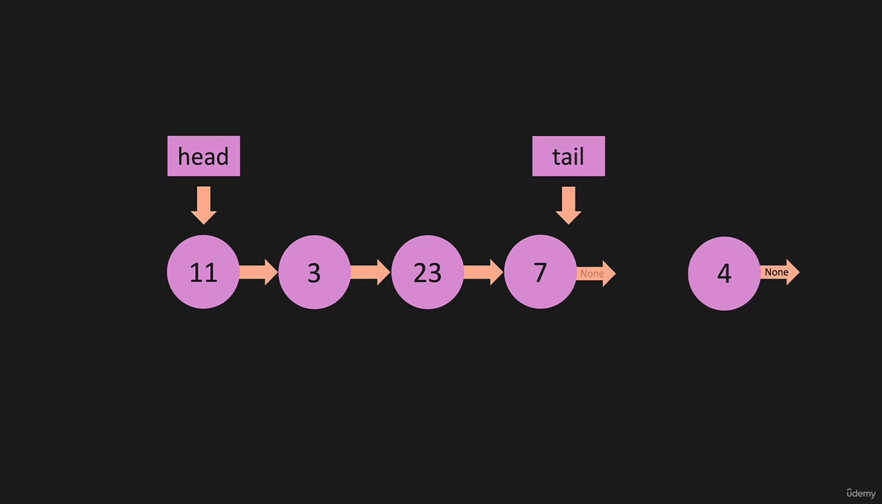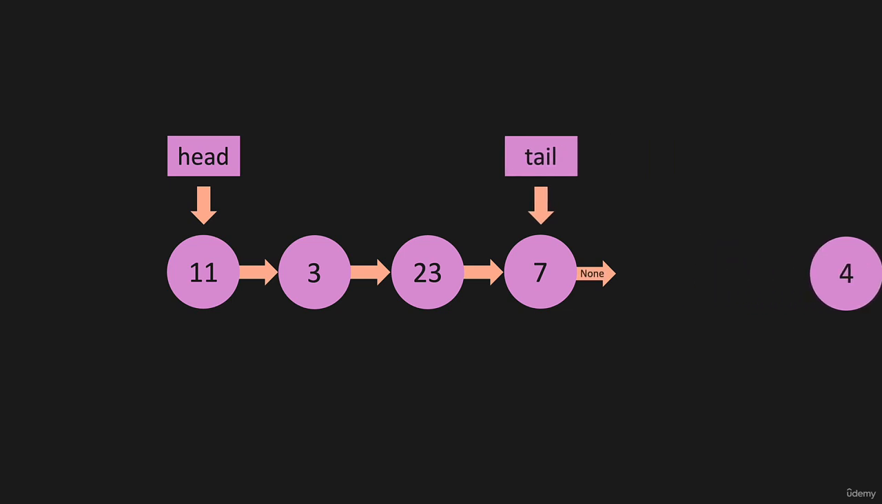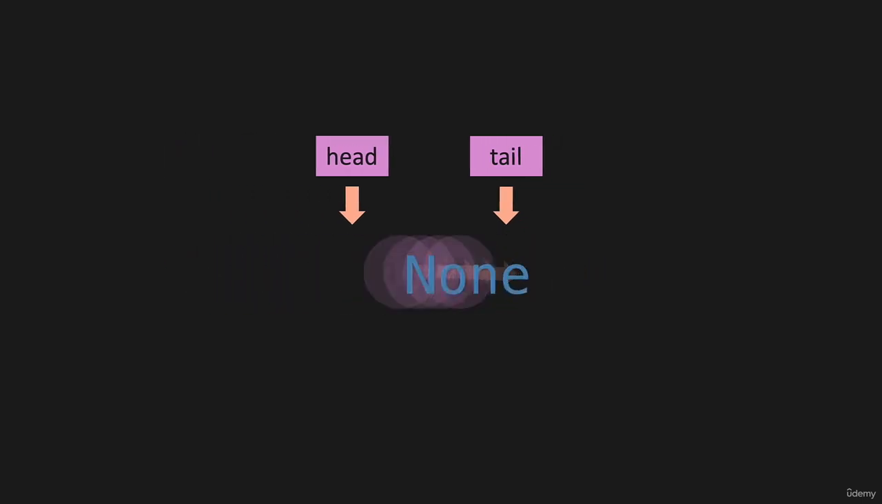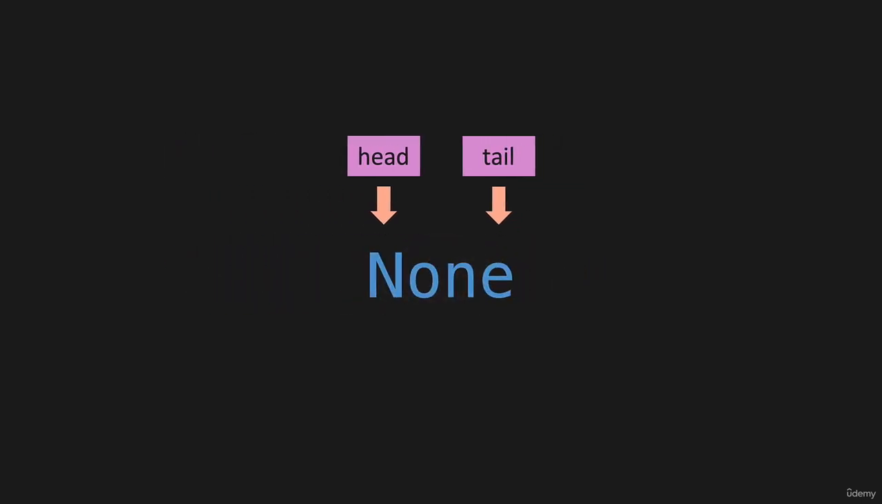Pop is going to look like this. We're going to remove that last item and we're going to return it. We have two edge cases. The first edge case is if we have an empty linked list. And then the other edge case is if we only have one node in the list.